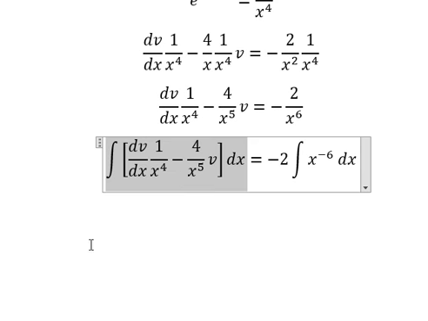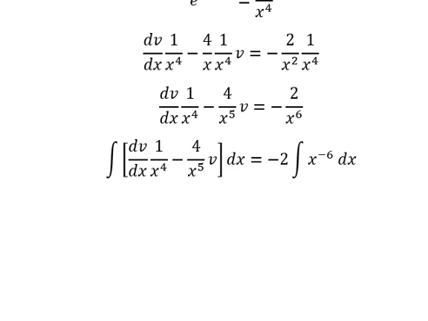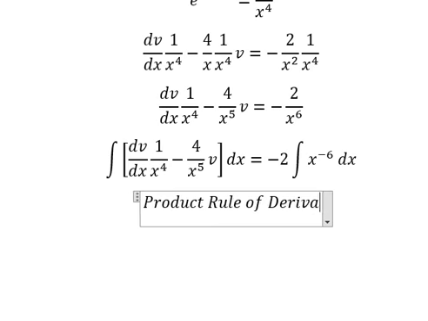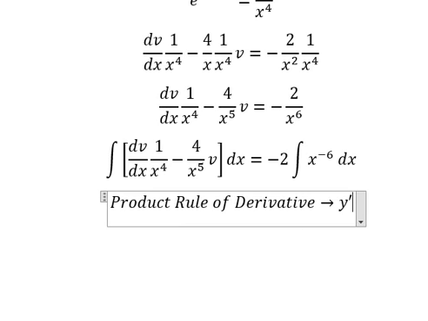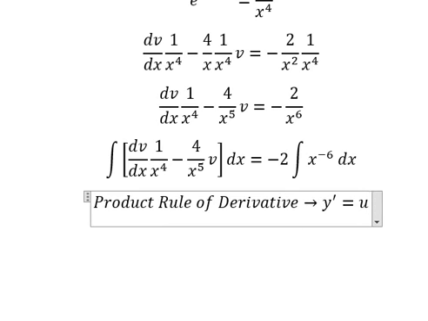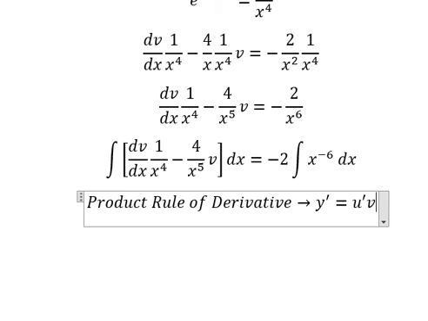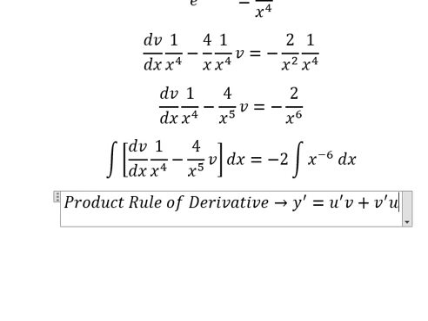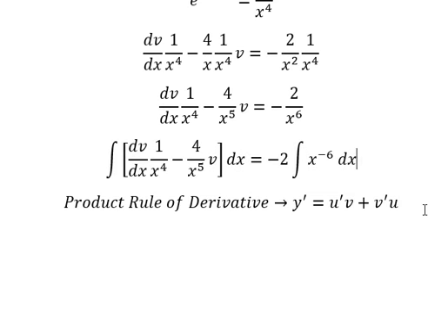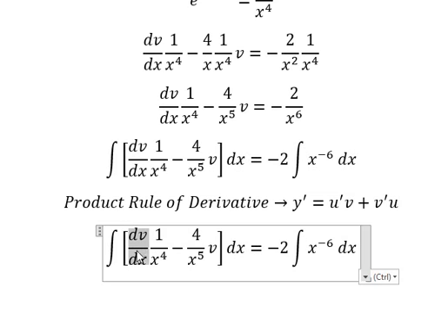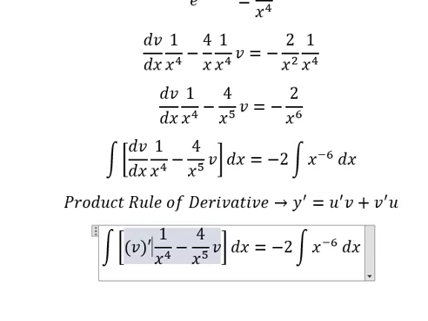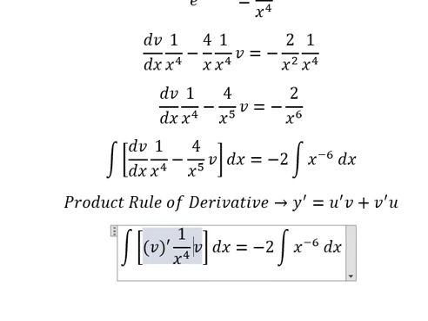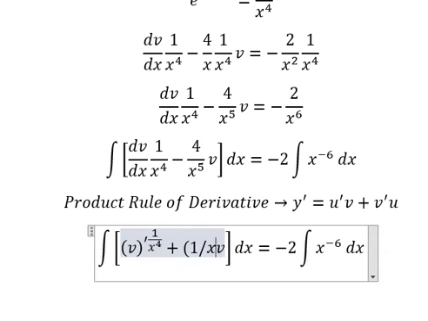The integral on the left, we can apply the product rule of derivative. So we do the first derivative of y, that means we do the first derivative of u multiplied by v, and later the first derivative of v multiplied by u. So for this one in here, that's the first derivative of v. Negative 4 over x to the power of 5, that's the first derivative of 1 over x to the power of 4.